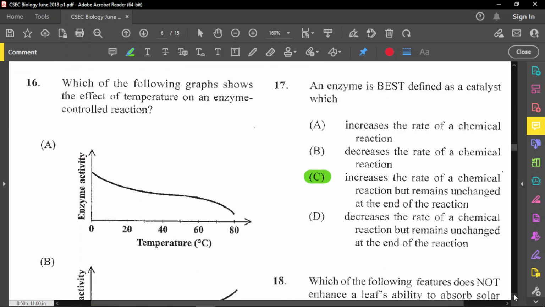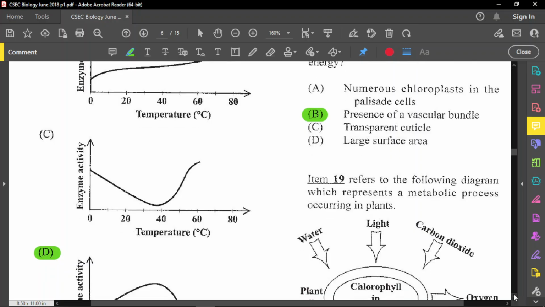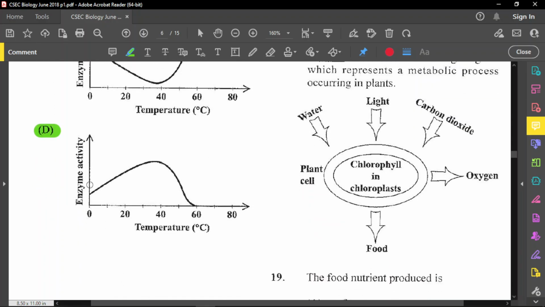Now number 16, which of the following graphs shows the effects of temperature on an enzyme-controlled reaction? And I'm going to slide on to the correct graph right here. Those graphs A, B, and C, they are really foolishness. D is nice because, of course, at low temperature, enzymatic activity is actually low because the enzymes are inactive. And then as temperature increases, the enzymes become more active to where you have normal body temperature, which is somewhere about 32, 38. Anywhere there is fine. And then after that, the enzymes start to denature. So enzymatic activity decreases. All right. And so D is our answer.